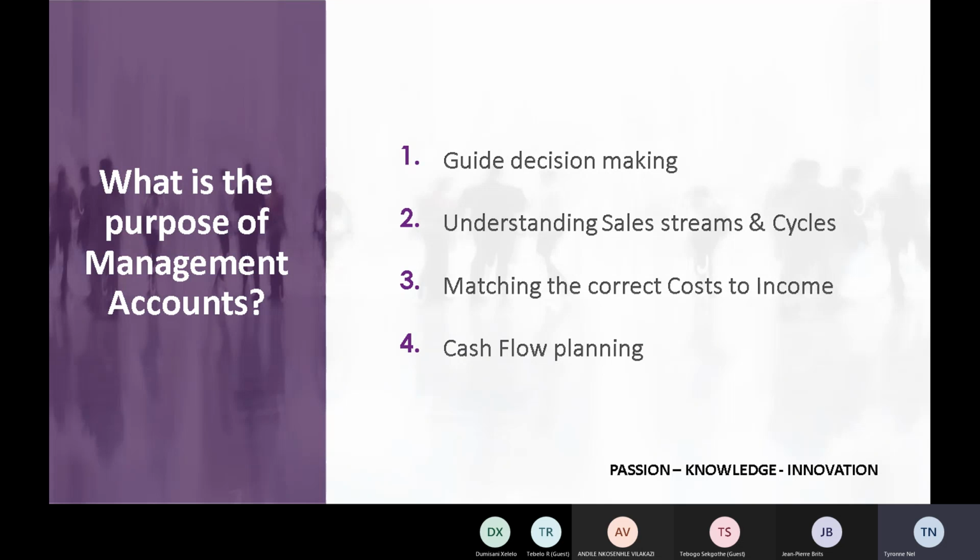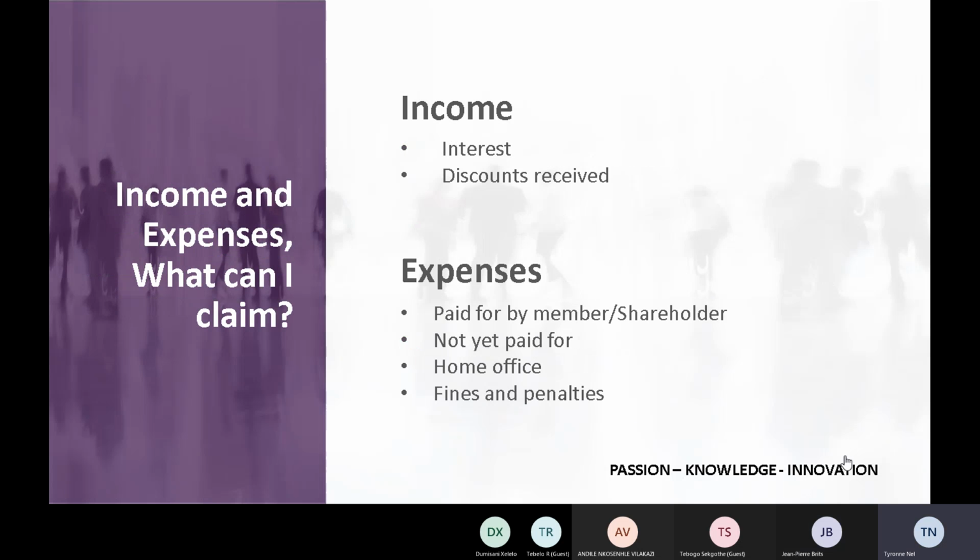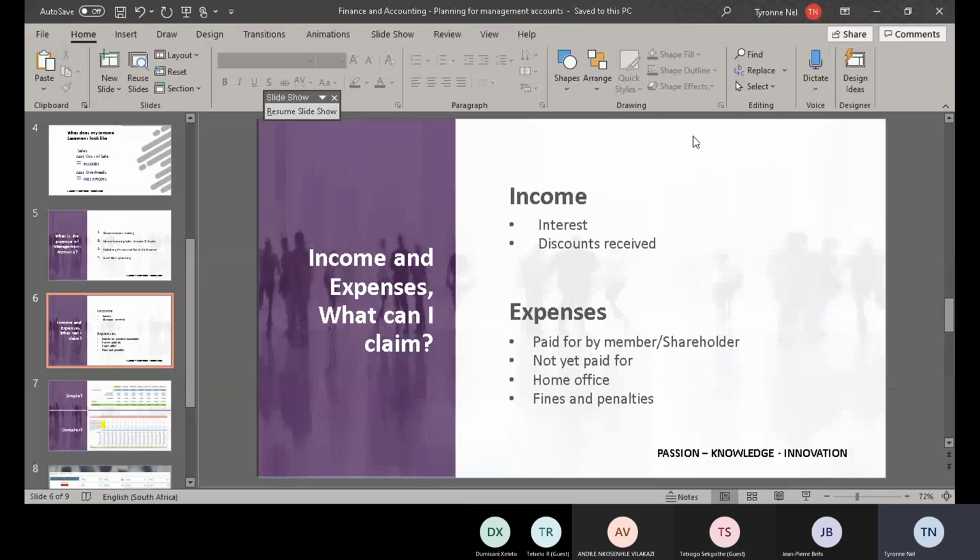Okay, the purpose of your management accounts. Yes, Tabella's got a hand up. Sorry, I've got a full screen here, so I missed that. Thanks for pointing that out. That's Tabella, fire away.